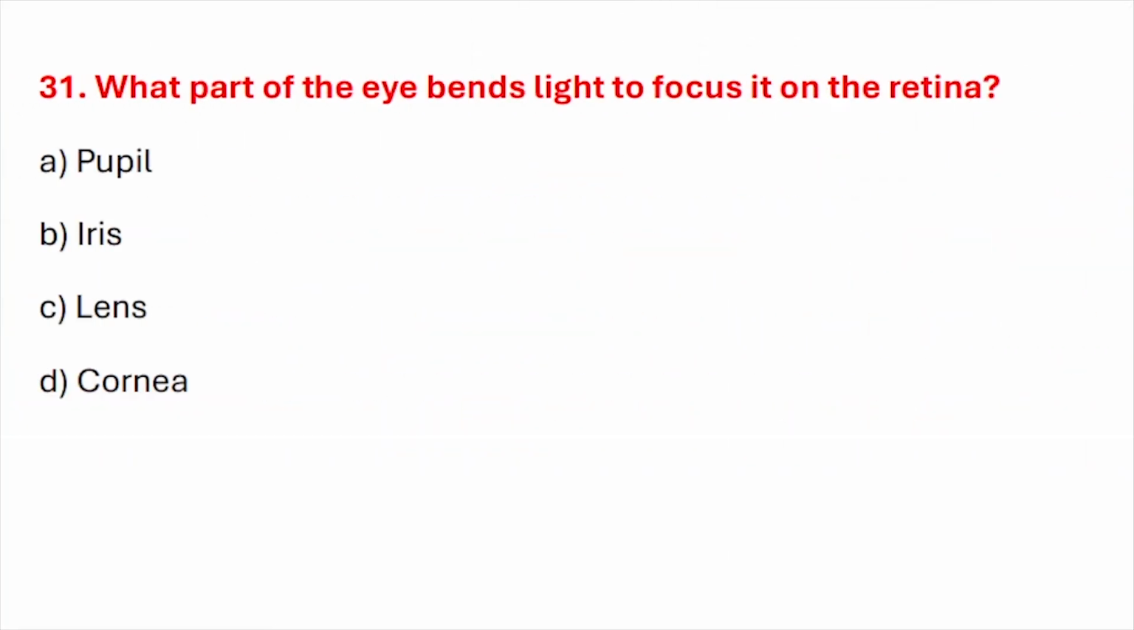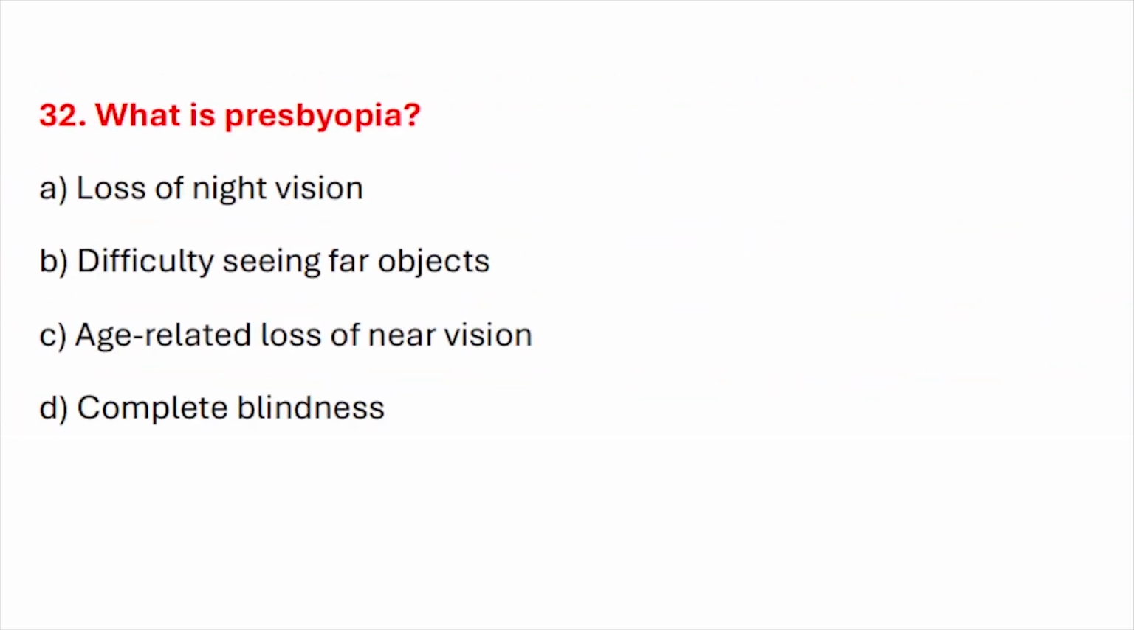Question number 31. What part of the eye bends light to focus it on the retina? Correct answer is option C, lens. Question number 32. What is presbyopia? Correct answer is option C, age-related loss of near vision.